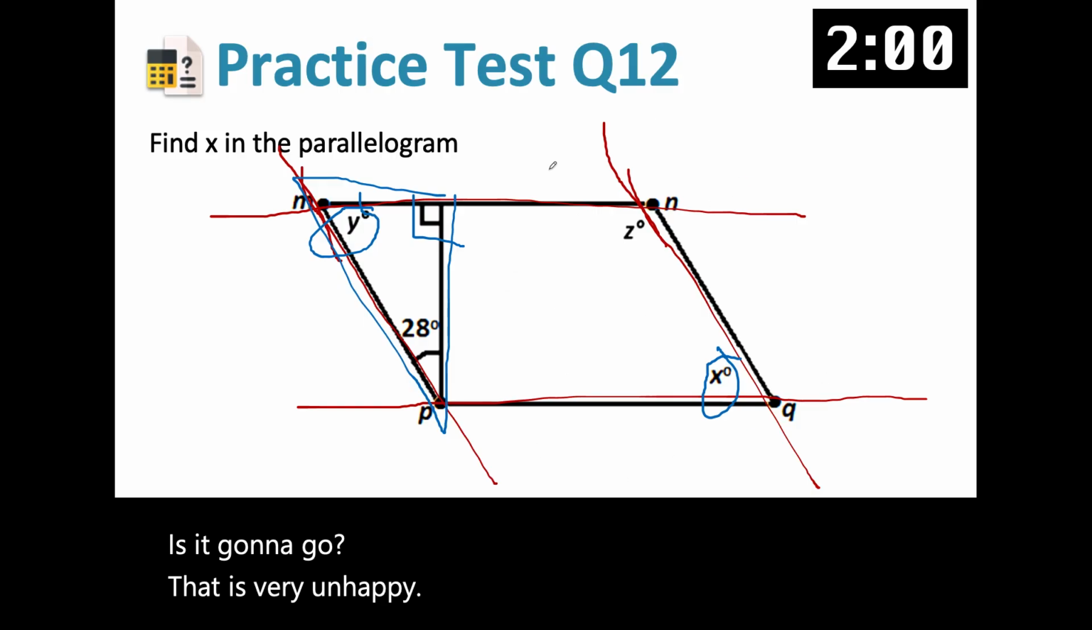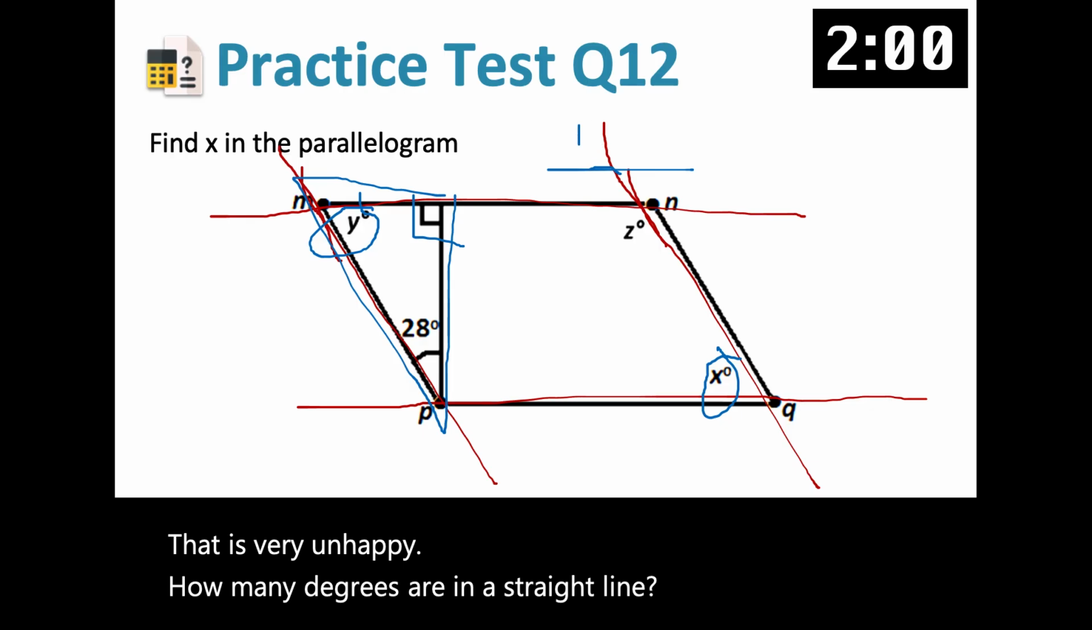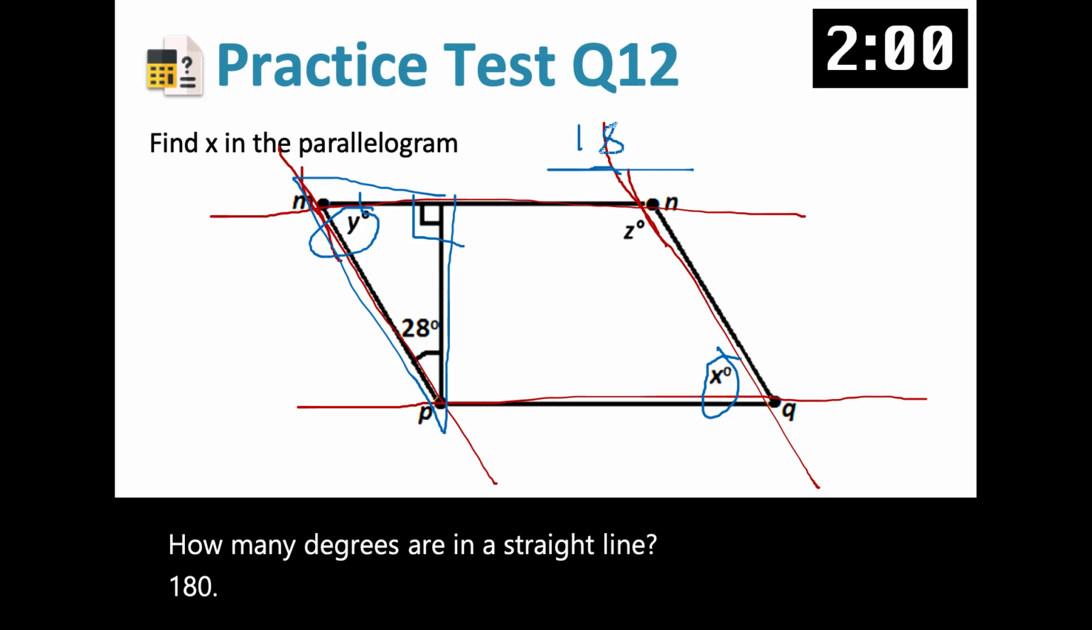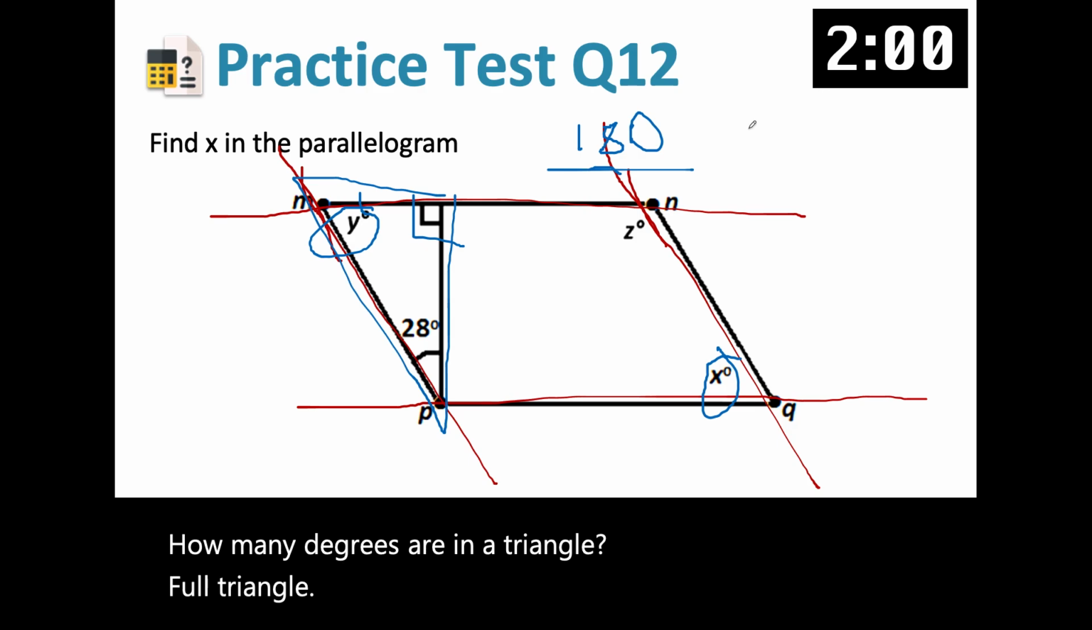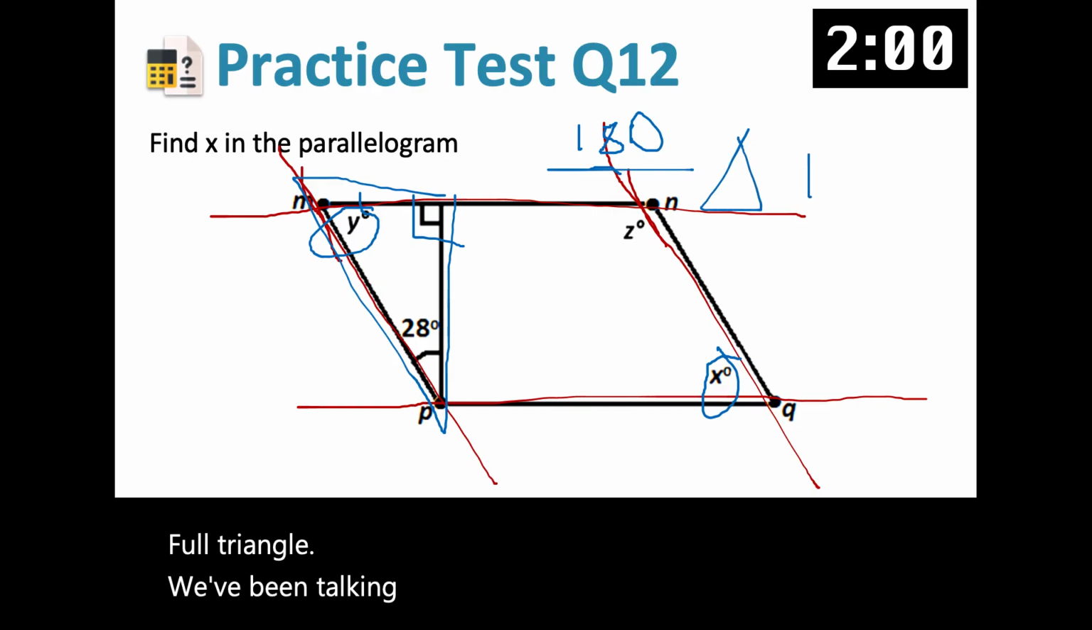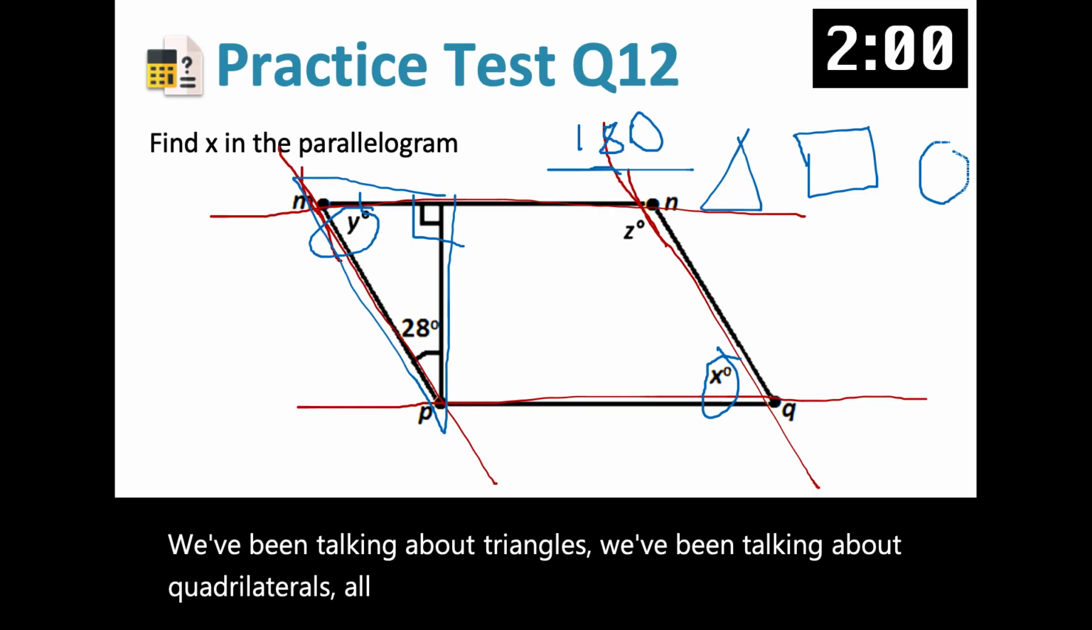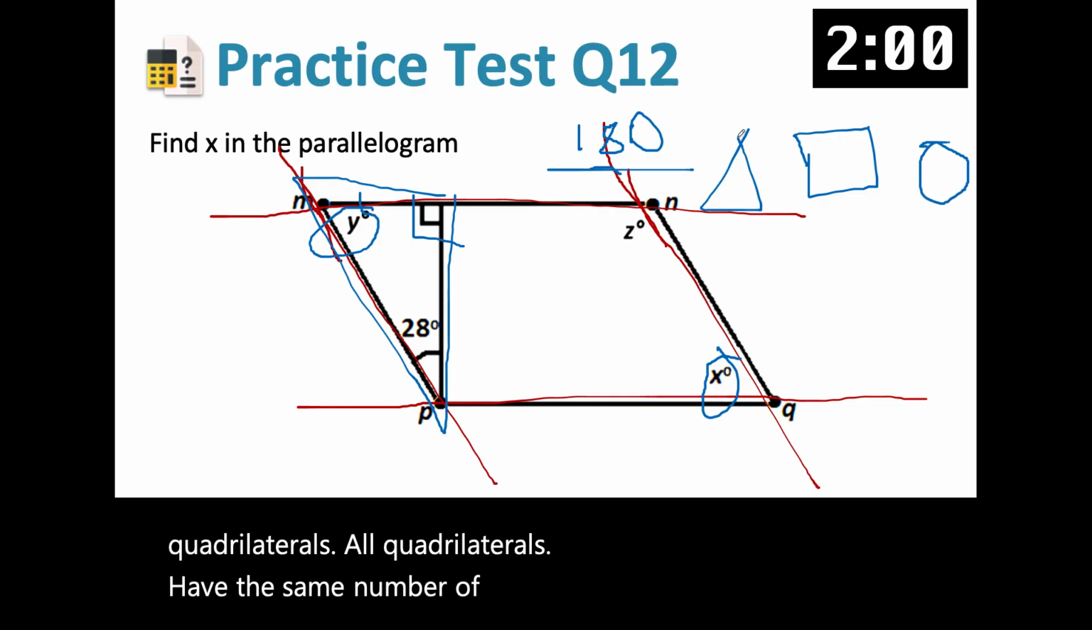How many degrees are in a straight line? 180. How many degrees are in a triangle? Full triangle. We've been talking about triangles. We've been talking about quadrilaterals. All quadrilaterals have the same number of degrees. We've been talking about the degrees in a circle.